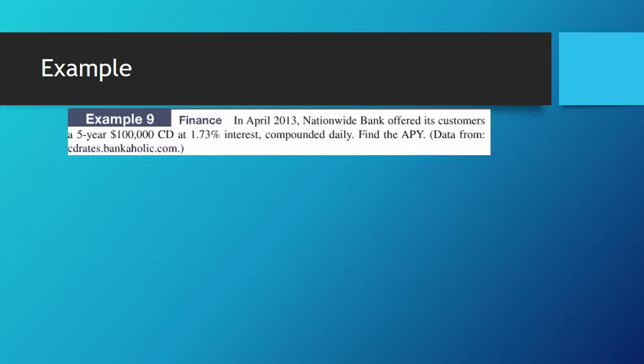Okay, let's try this example. Find the annual percentage yield for a 5-year $100,000 CD at 1.73% interest compounded daily. Pause the recording to try this problem and resume the recording to check your answer.